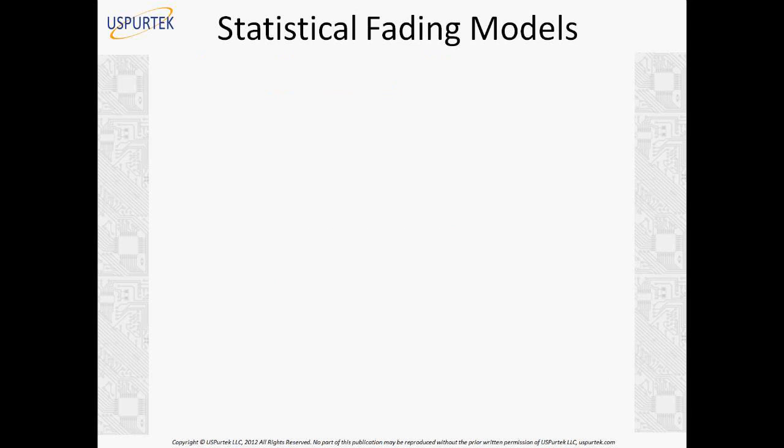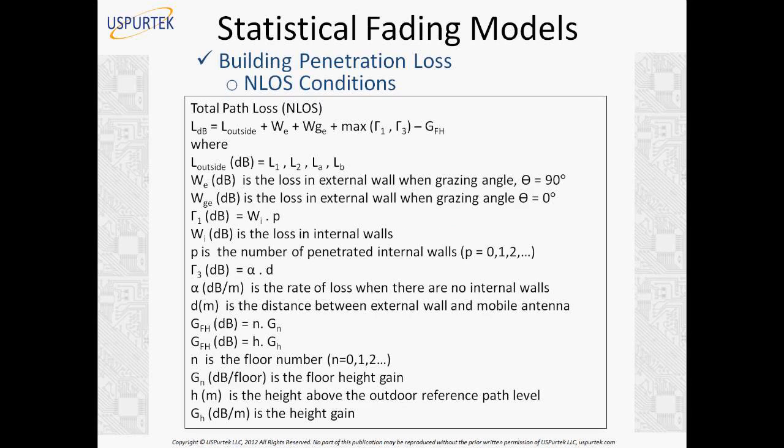Near line of sight condition. Here also we don't have the grazing angle, but we have this factor WE and WGE. If you see at the top, WE is the loss in external wall when grazing angle is 90 degrees, and WGE is the loss in external wall when grazing angle is 0 degree. So this is how it factors in. Is that okay? Is this the slide we are talking about?